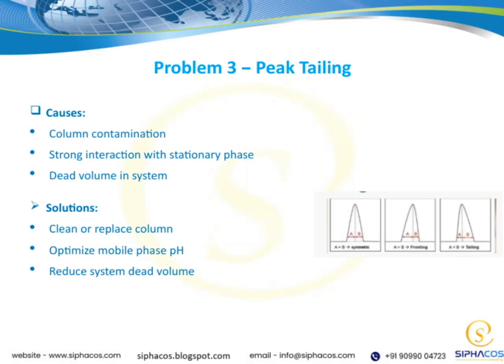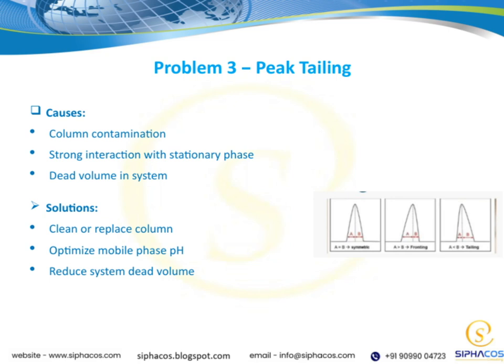Let's talk about problem 3, which is peak tailing. This issue can really affect the quality of our results. One common cause is column contamination, which happens when impurities build up and interfere with the separation. Another cause is strong interactions with the stationary phase, where analytes stick too tightly, causing the tailing effect. Additionally, dead volume in the system can contribute, as excess space can lead to peak distortion and poor resolution.